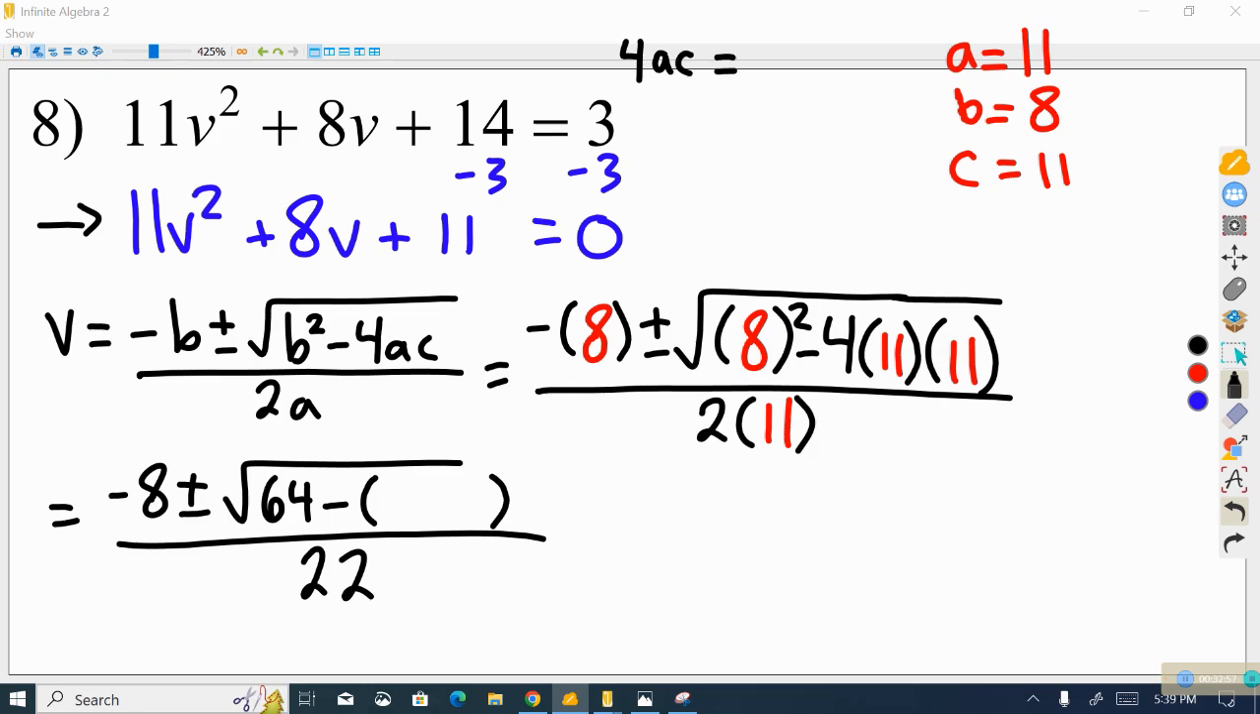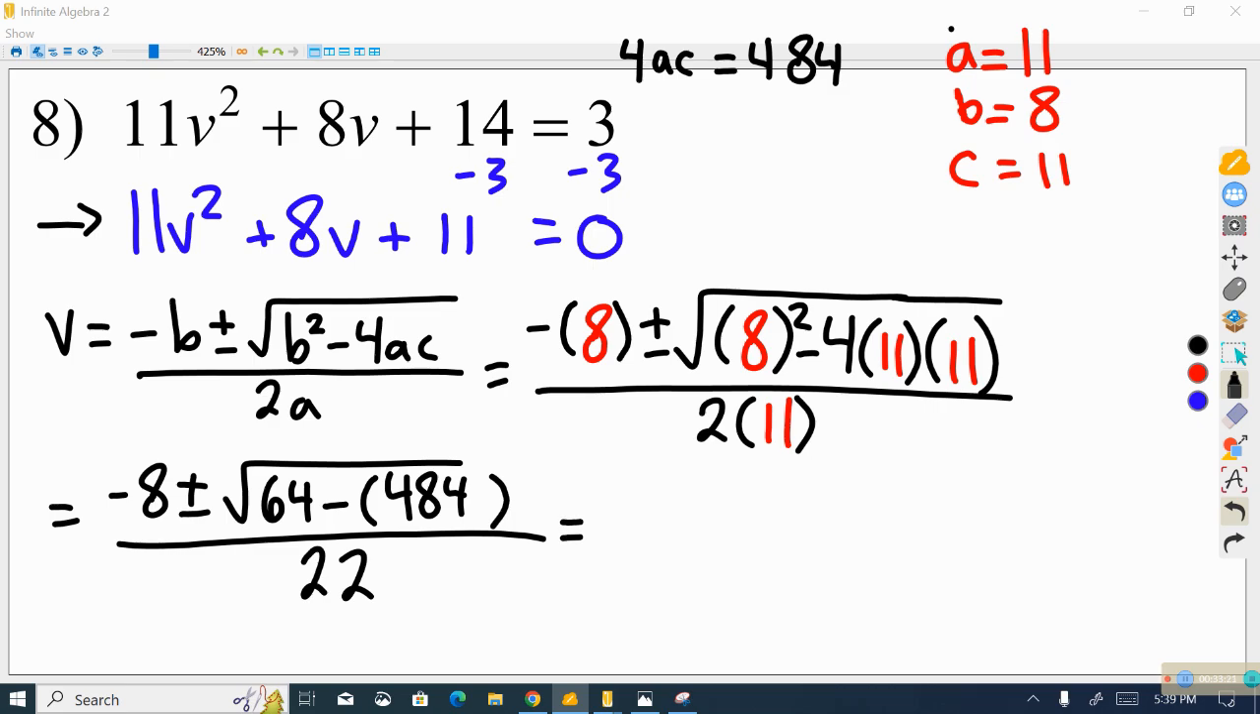Okay, 4AC means 4 times 11. And 4 times 11 is 44. And 44 times 11 gives us 484. So the number that I will write inside that parentheses is positive 484. Okay, and you can see that we don't have a double negative this time. So the sign will not be changing.